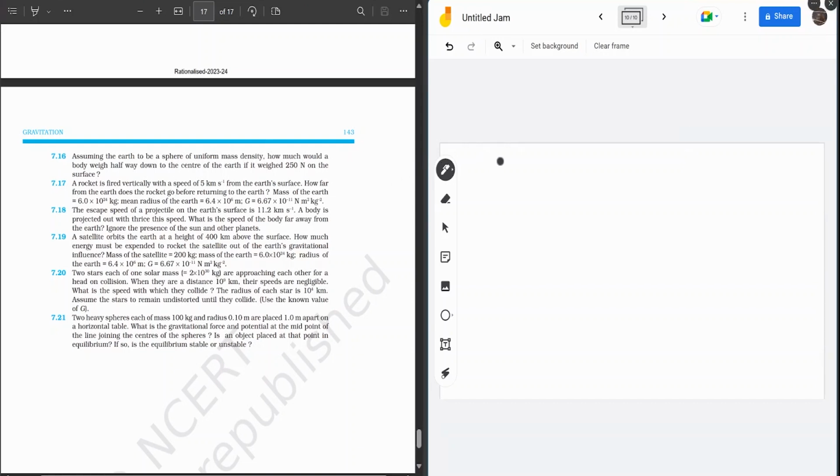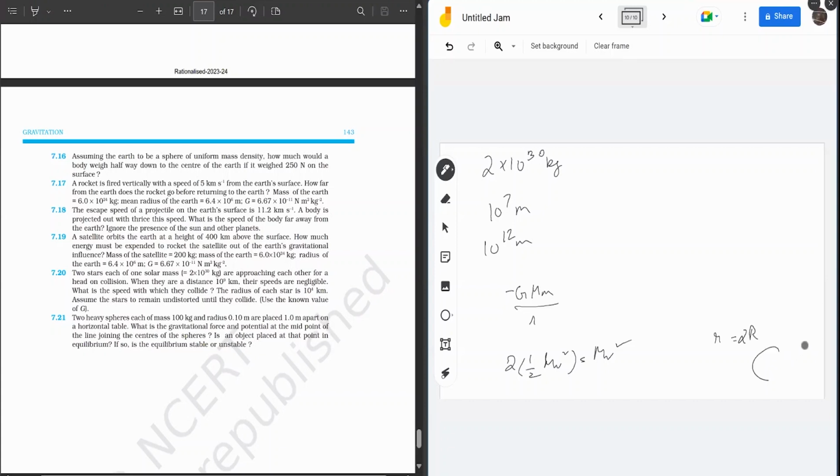Okay. So each star has mass of 2 into 10 to the power of 30 kilograms. Radius is given to be 10 to the power of 7 meters. Distance between the stars is 10 to the power of 12 meters. So the initial potential energy of the system will be minus GMM by R. Total kinetic energy is 2 into 1 by 2 mv square, which is mv square. Now, the distance between the centers of stars at collision will be 2R.